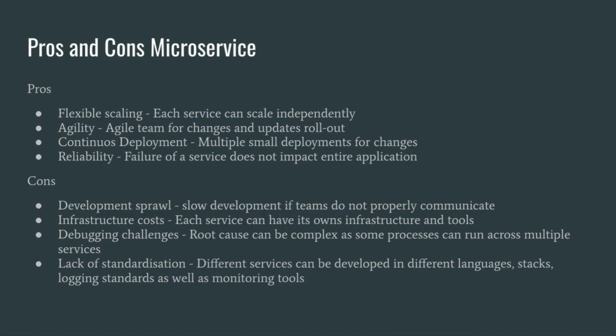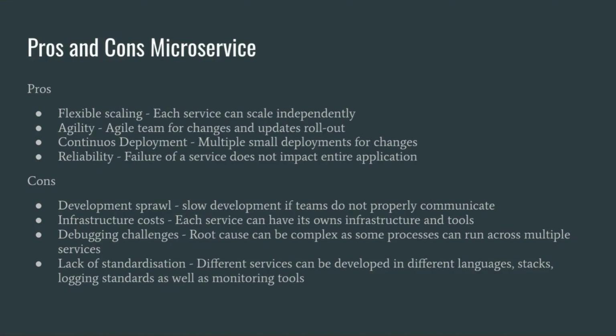So all of those can be dedicated to one particular service, and they can be addressed at that particular service level. And then agility: agile teams for changes and updates rollouts. Because there are multiple teams working on multiple different services, these teams will be dedicated to one particular service each, and they will have their own changes and updates that they would want to roll out once, twice, three times a week. And this will actually enhance the delivery and quick to market sort of rollouts that you can have as a team.